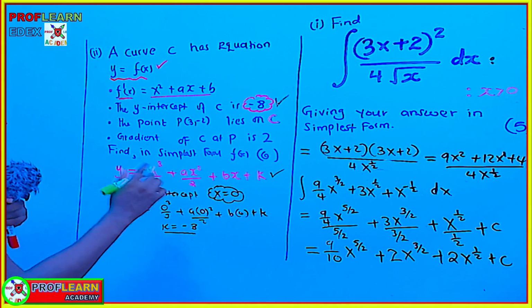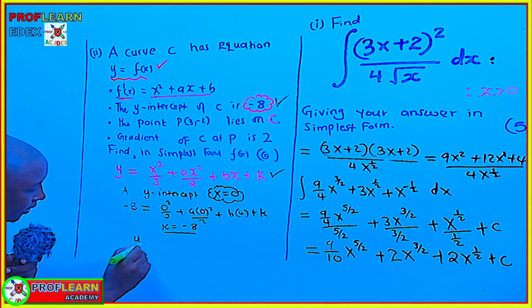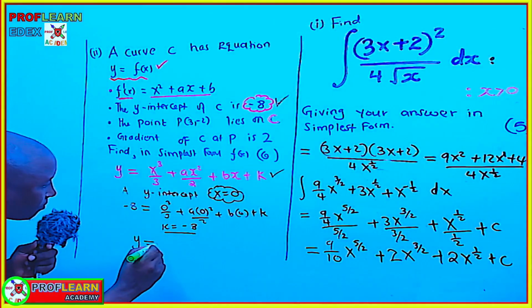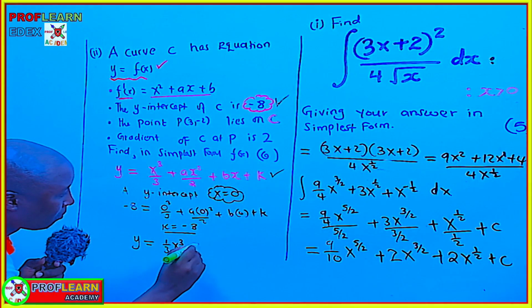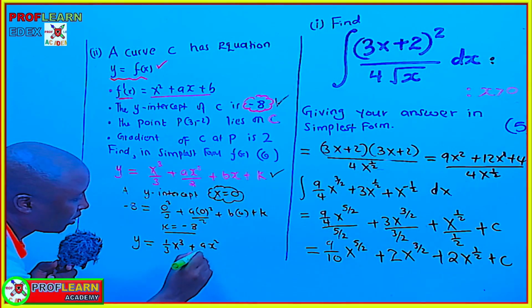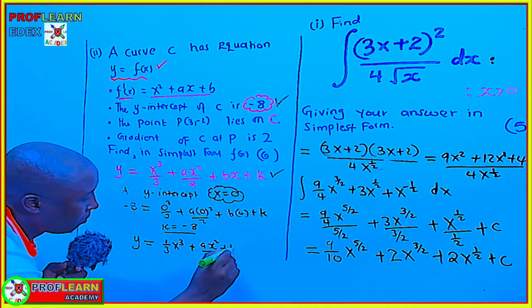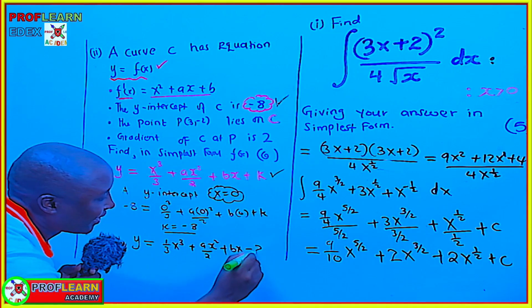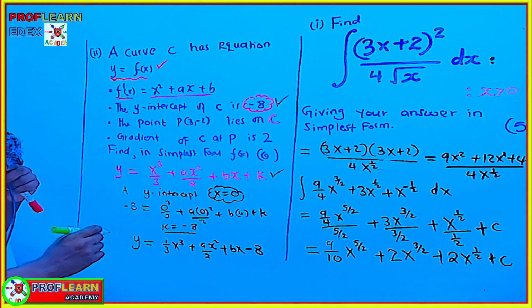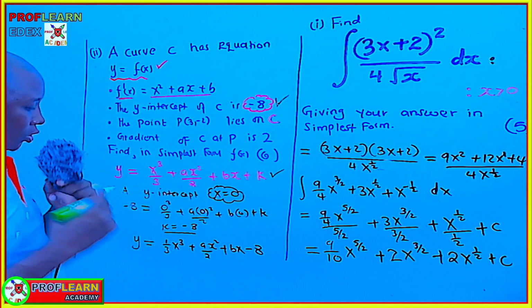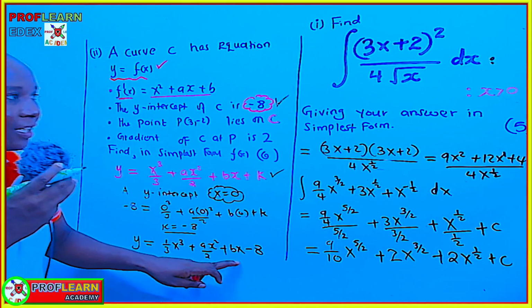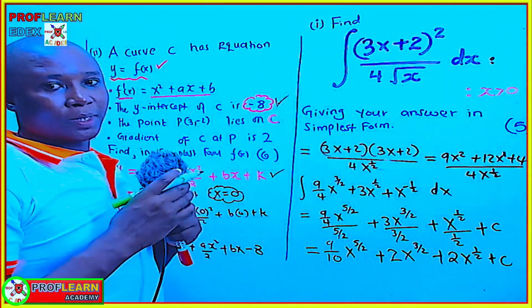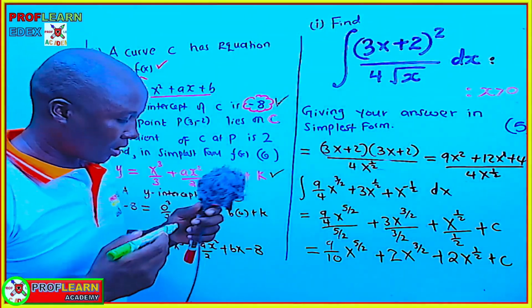So our expression is going to be y is equal to 1 over 3 x power 3 plus ax squared over 2 plus bx minus 8. This is the expression for this curve. So what we need to work out is to find the value of a and the value of b. How are you going to work out that?